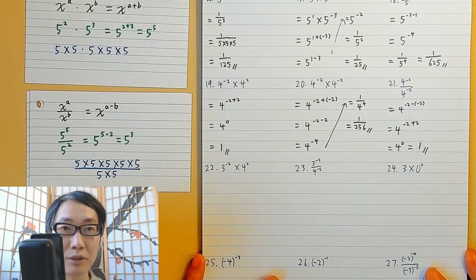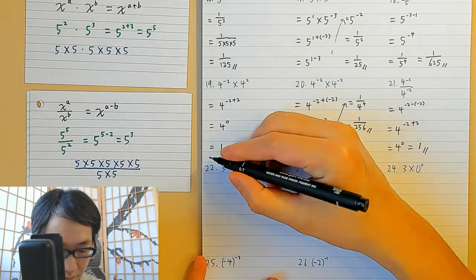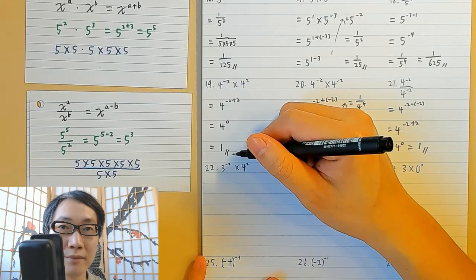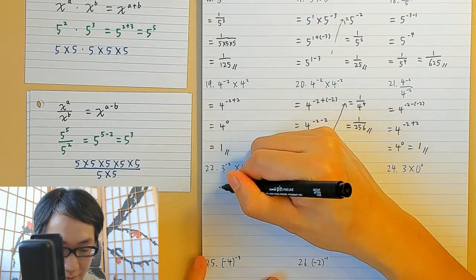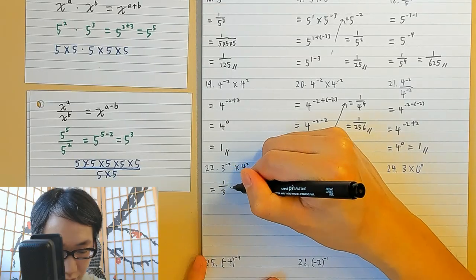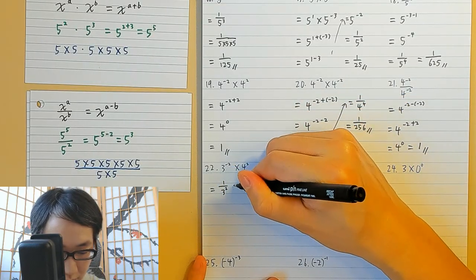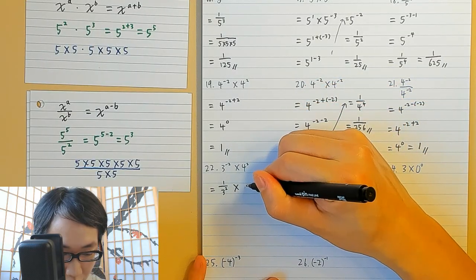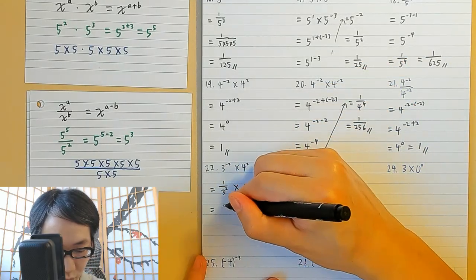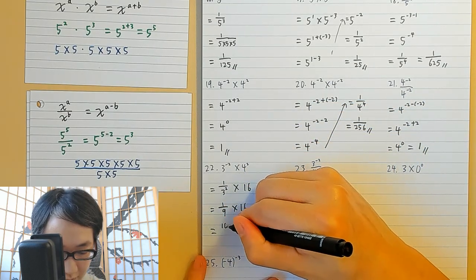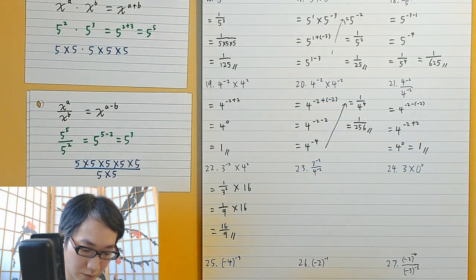Okay. Number 22. So these two in this form have different exponential factors. So when this happens, we probably cannot use the rules. Okay. So this equals 1 over 3 squared times 4 times 4, which is 16. So we have 1 over 3 times 3 is 9, times 16. So we have 16 over 9. Okay.